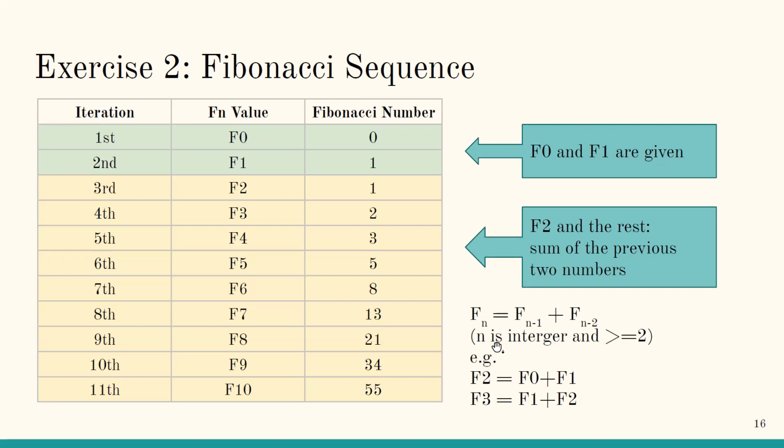If n is an integer larger than or equal to 2, which means F2, right? For the first Fibonacci number, we call this F0, and then F1, and so on and so forth. So Fn will have an equation for that. It's the previous two in the sequence, n minus 1 and n minus 2. For example, F2 will be equal to F0 plus F1, the previous two numbers. Okay, so this is what we see in the math, right?